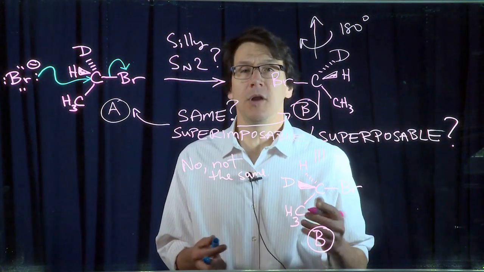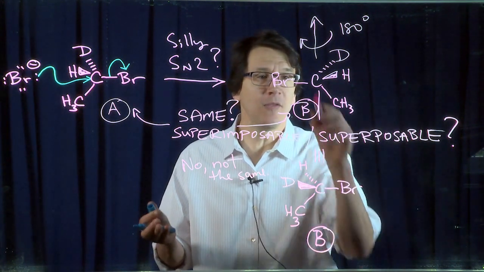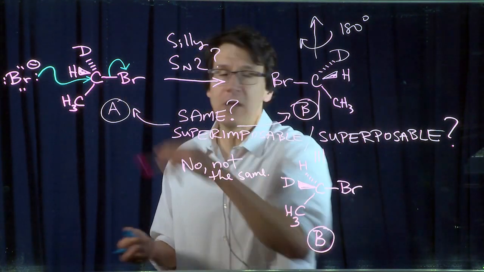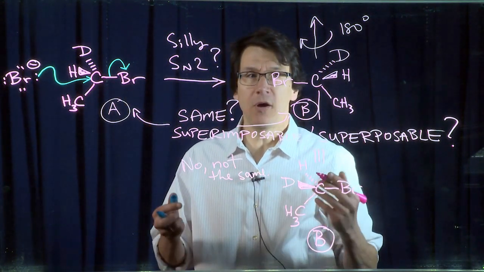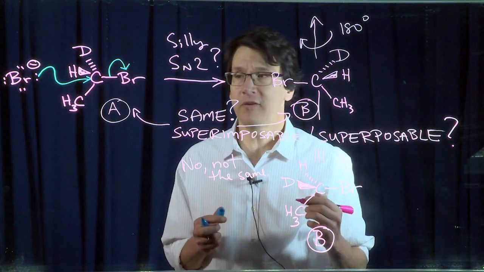And now we want to know really, what are they? If they're not the same, they seem to be very similar, right? This carbon has a bromine, a methyl, a hydrogen, and a D, and this has all the same four groups attached to it. So what exactly is their relationship if they're not the same?